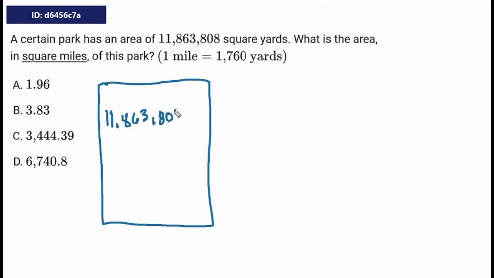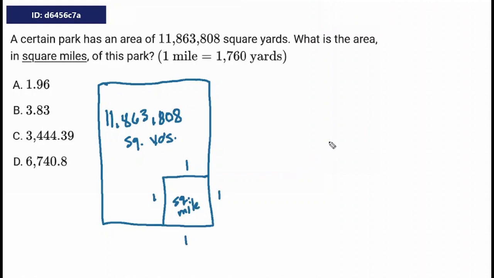11,863,808 square yards. So I'm going to put in here, I don't have to draw it to scale because I have no idea what the scale is. I'm going to put in here something that's like a square mile. Why is a square mile a square mile? Because it's 1 by 1 by 1 by 1.